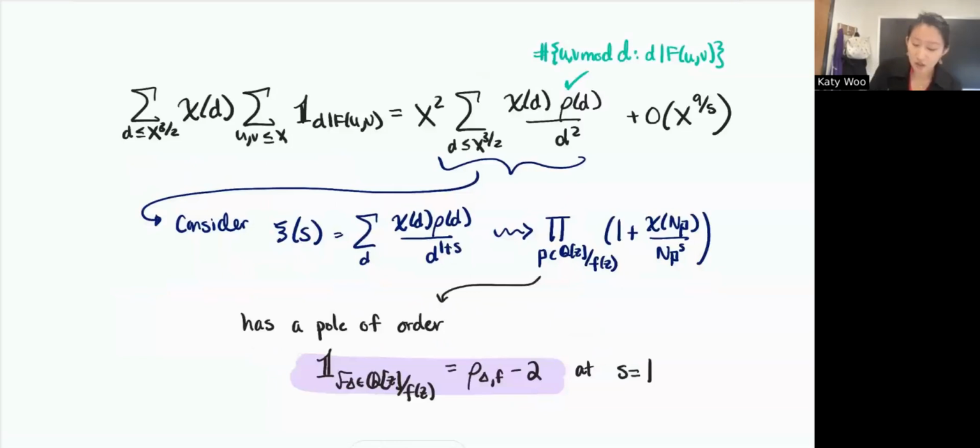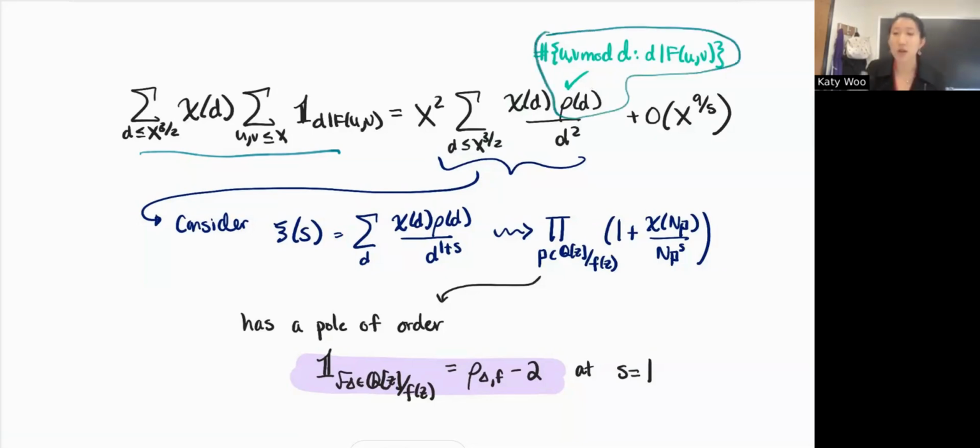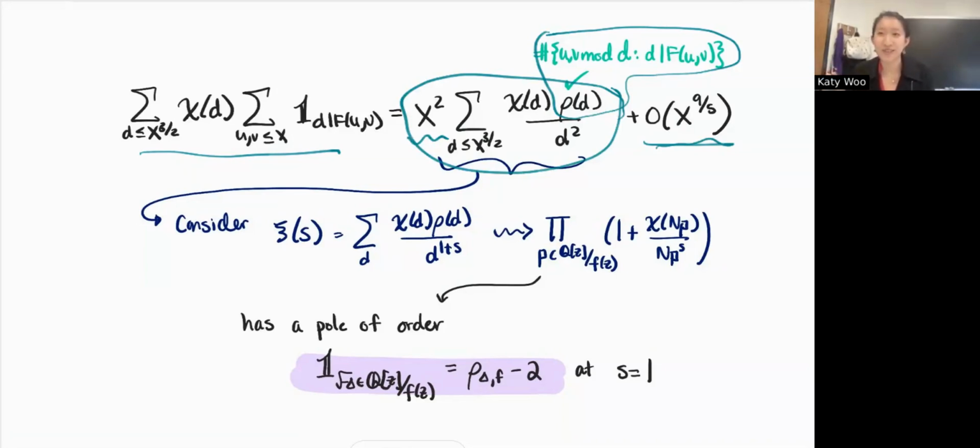So in particular, we can now write this sum as x squared times the sum over d up to x to the 3/2 of chi of d, rho of d over d squared, where rho of d was the number of solutions to this equation mod d, plus an error term of x to the 9/5. But if we look at our main term, it'll be of size at least x squared, so an error term of x to the 9/5 is okay. So now we just want to know what's going on in our main term.